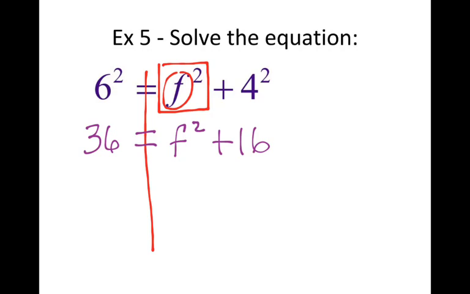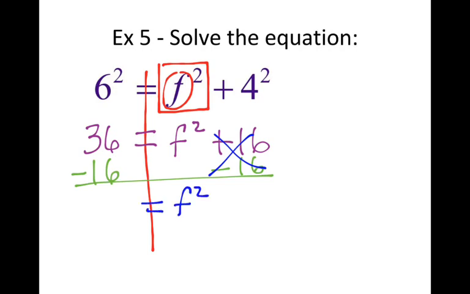All right, so we got to start by getting rid of the plus 16, right? We're going to do that by subtracting 16. So we subtract 16 on each side. The 16s on the right cancel each other out, and that leaves F squared. On the left side, 36 minus 16 is 20. Okay, now we need to get rid of what? The square. And how do we get rid of a square? Square root. So we take the square root on the right, which means we need to take the square root on the left. Now when we simplify, the square and the square root on the right side cancel, and that leaves what? F.